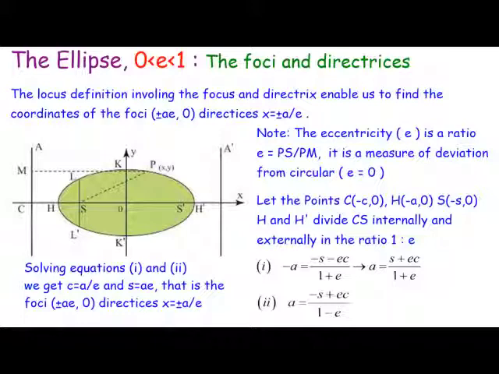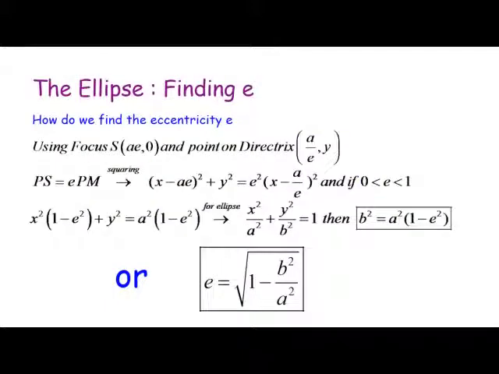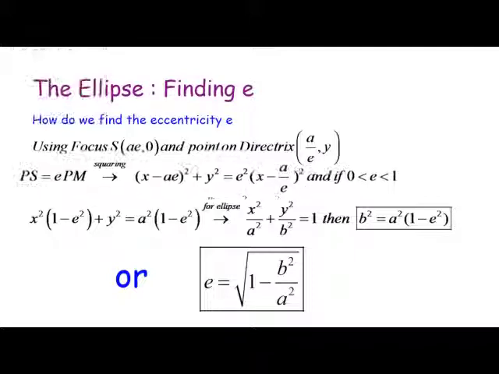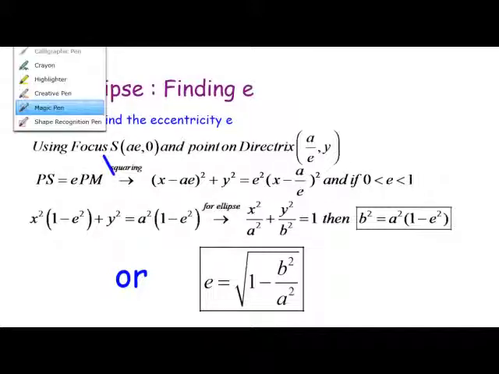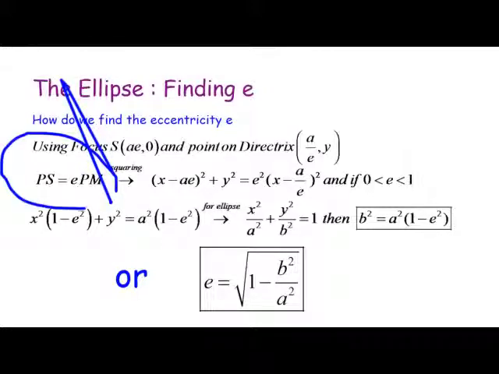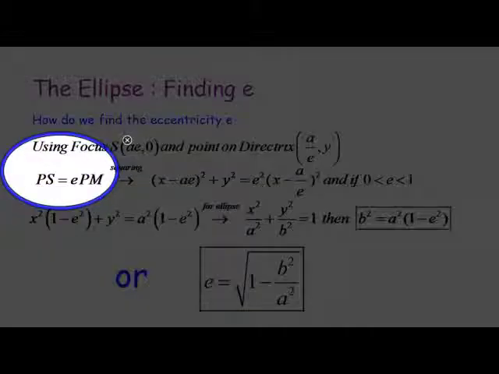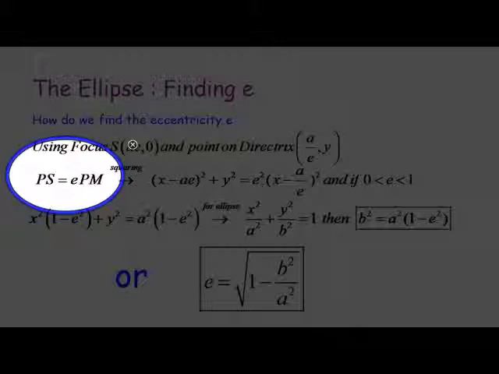Well, let's actually have a look at how we find the eccentricity. How do I find e, the eccentricity? Well, I need a definition. We need this thing here. I just want to actually have a look. Yes, there we are. It's a bit strange, but we need this particular ratio, PS equals e PM.